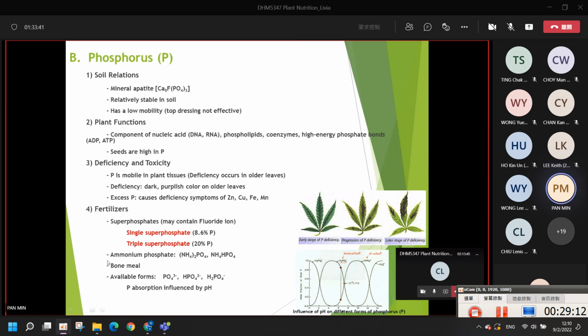Bone meal is another organic fertilizer. Organic fertilizer helps to fix the nitrogen concentration and the phosphorus concentration in the soil. So they will exist in these three forms, different valence and different phosphorus levels, monovalent and divalent, depending on the soil pH.